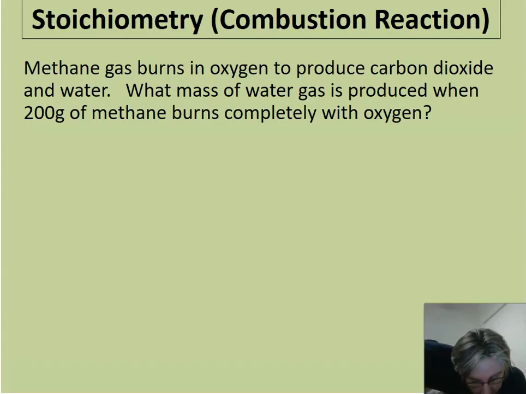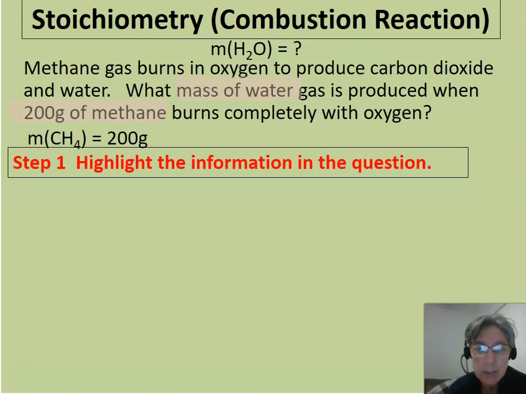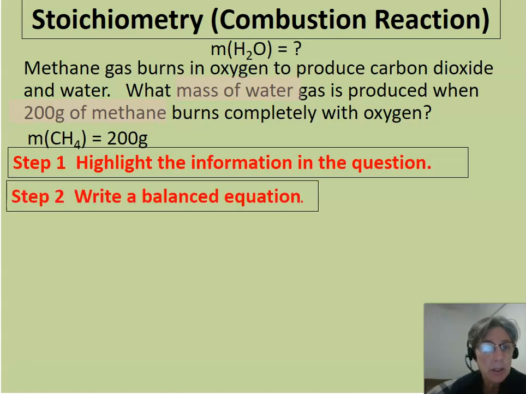So the question was, methane gas burns in oxygen to produce carbon dioxide and water. What mass of water is produced when 200 grams of methane burns completely with oxygen? So highlight the information in the question. So we've got the mass of water is the question. What mass of water is produced? Mass of water, that's the question. When you've got 200 grams of methane, that's the mass of methane. We've got some information: burns completely in oxygen. So you've highlighted the information.